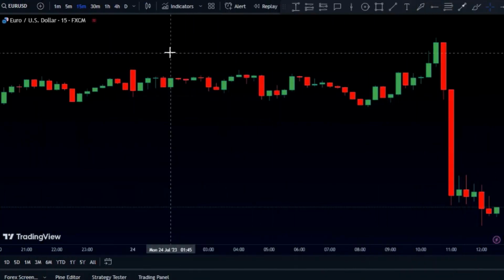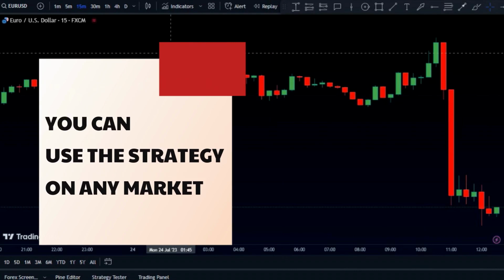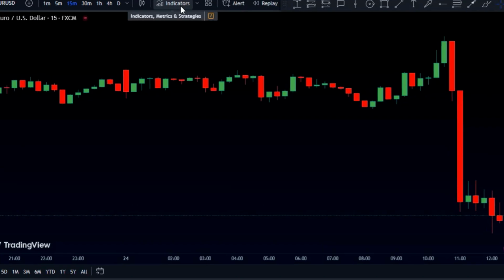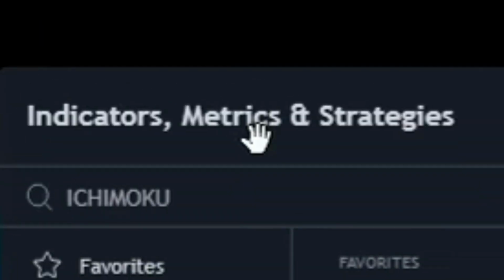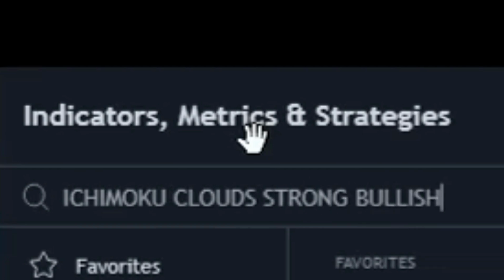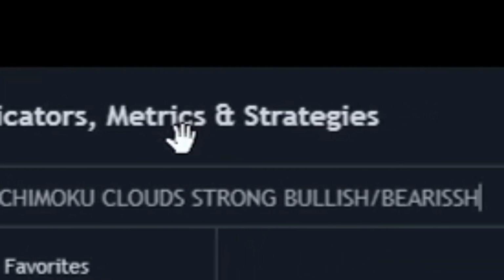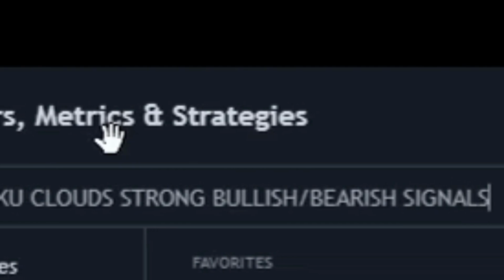That chart and time frame are just examples. You can apply this strategy to Forex, crypto, and stocks. Next, add the Ichimoku clouds, a strong bullish and bearish signals indicator. This indicator cuts through the noise and clearly shows you when the time is right to buy or sell.